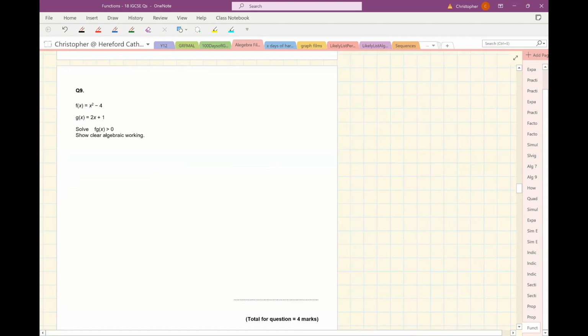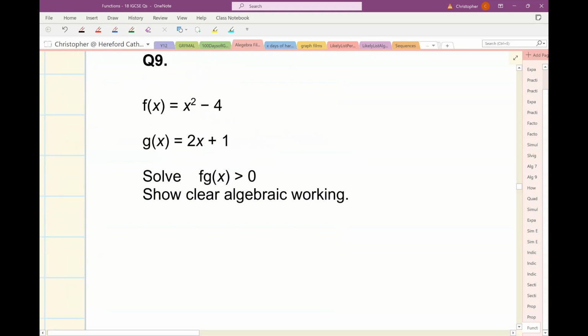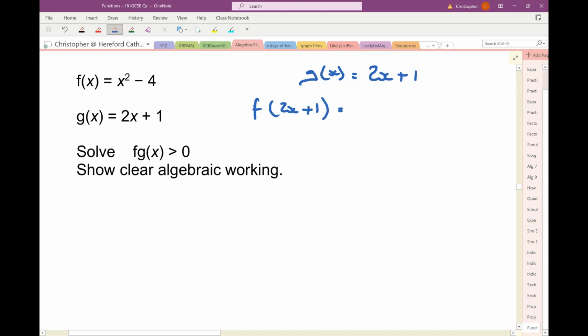Question 9. Okay, I'm given 2 functions here, f of x and g of x. And I'm asked to solve the equation fg of x is greater than 0. Sorry, to solve the inequality. All right. Let's first of all get an expression for fg of x. Now I know that g of x is 2x plus 1. So really what I need to do is I need to f g of x. I need to f 2x plus 1. So that's going to be (2x plus 1) squared minus 4.